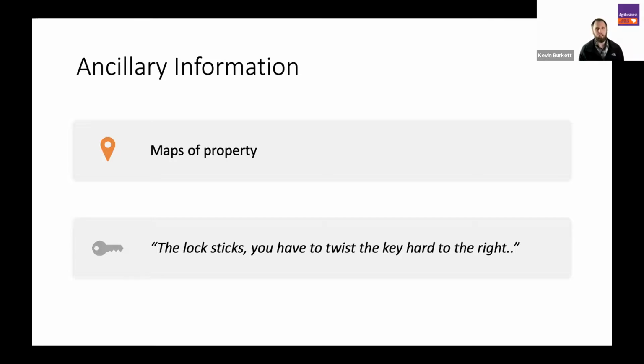And it could be as simple as, when you go to this property and try to access it, the lock is hard to get open. So simply turning the key pretty hard to the right, that's just a sentence that you put in there as additional information for someone that has never been out there, never accessed that. They might get out there with the key, try it, and it doesn't seem to work. And so they're scrambling around trying to figure out, is that the right key, or where is the right key, and that sort of thing.